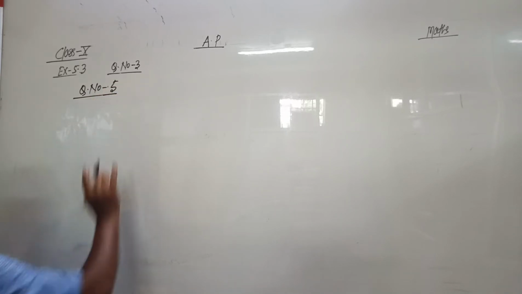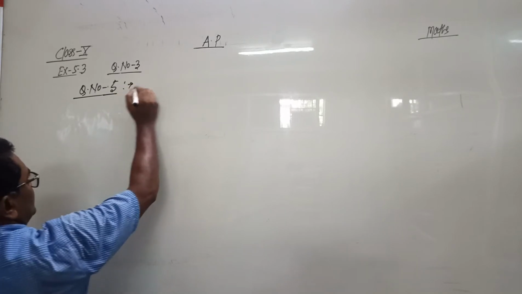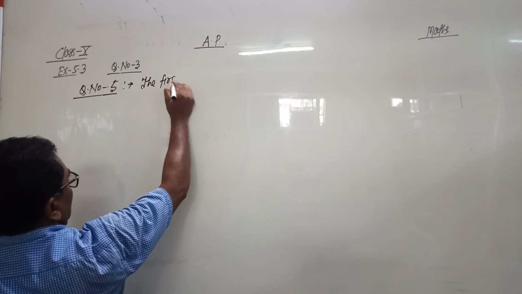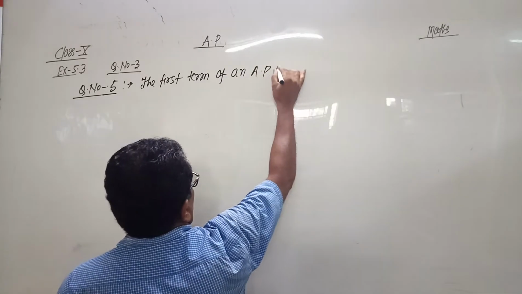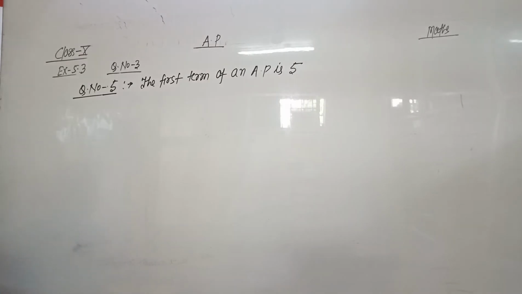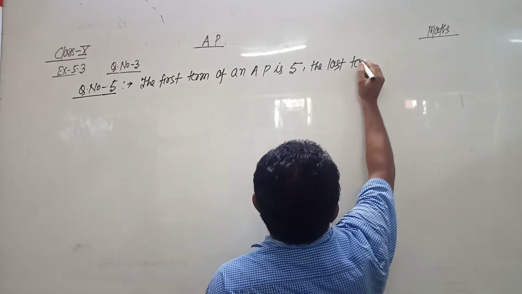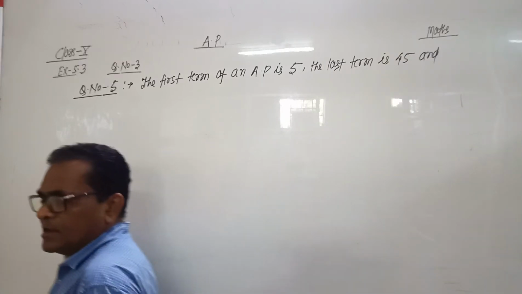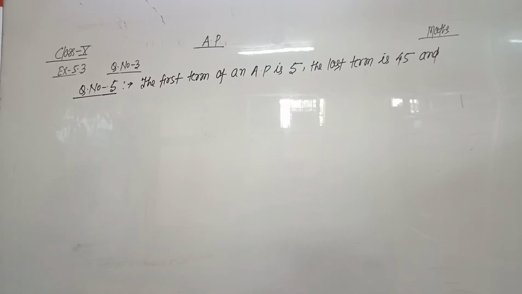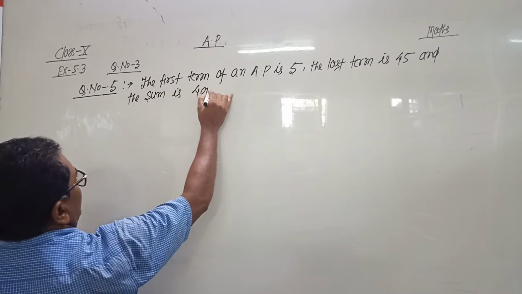Question number 5. The first term of an AP is 5, the last term is 45, and the sum is 400.